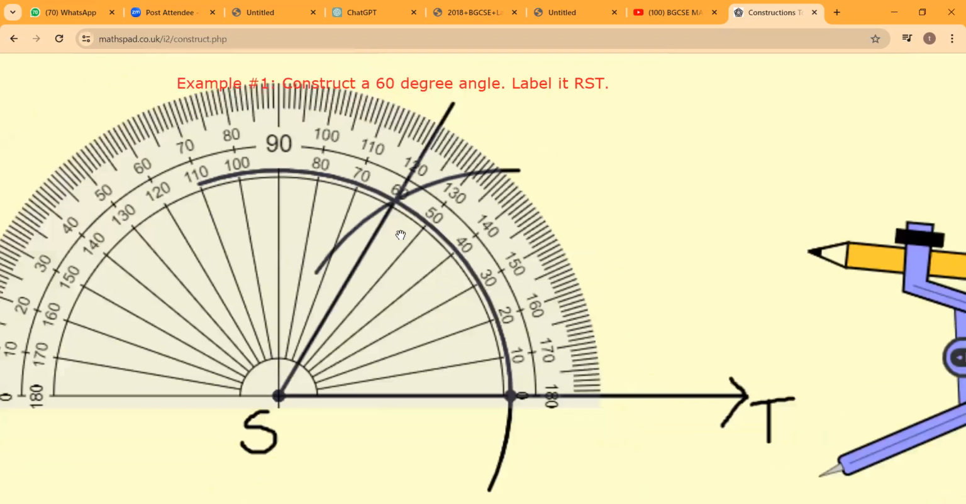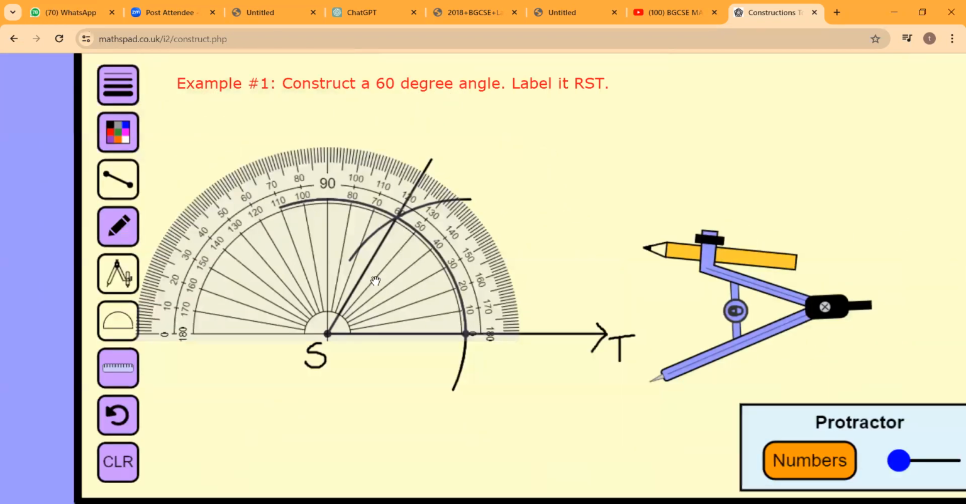How many persons actually did it and got 60? I mean, if you actually did it with your compass and everything and got 60. I did. Yeah. Samantha, Olivia. Anyone else did it with their compass and ruler and got 60? I did. I did. Very good. Okay, so now we have to finish labeling this thing, right?